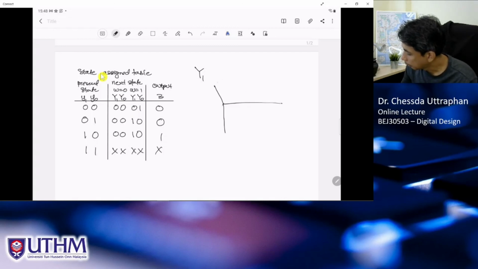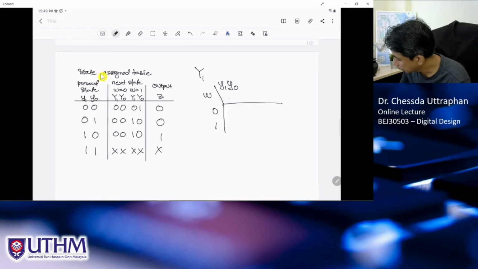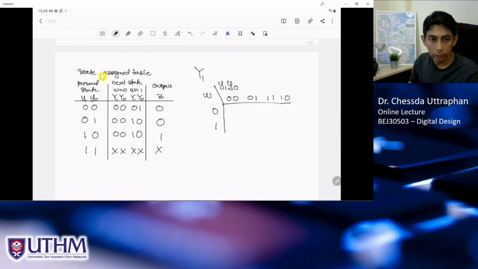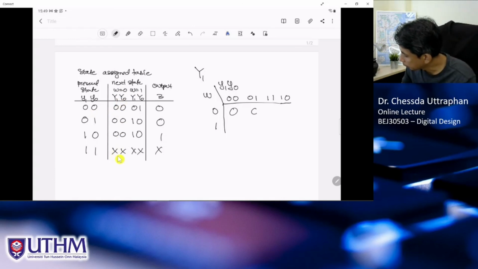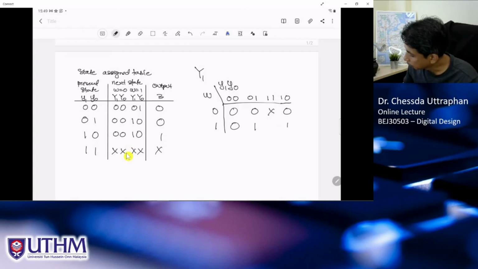where we can have y1, y0, and w here: 0, 1, 0, 0, 0, 1, 1, 1, and 1, 0. So quite straightforward. If w equal to 0, so we have 0, 0, 0, and don't care. And if w equal to 1, here we have 0, 1, 1, don't care.